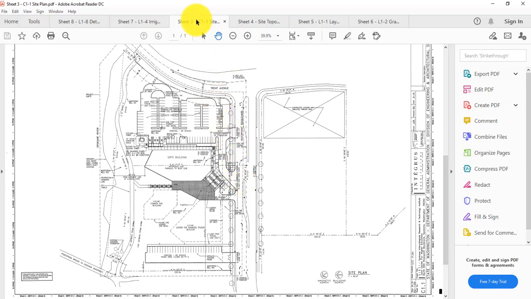So sheet 3 is the site plan, and the site plan is C1.1. So when you look at the site plan, you'll see that there's the parking lot, the building right here, the property line, some of these things like the temporary construction fence that only goes around the front part of the property and not the whole thing.